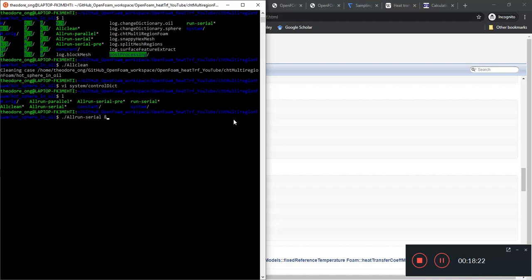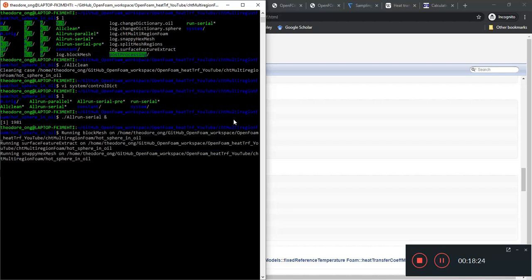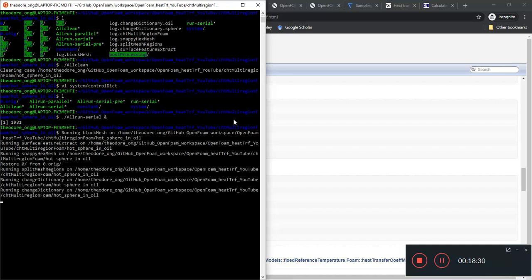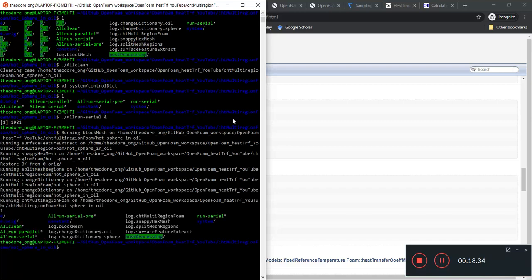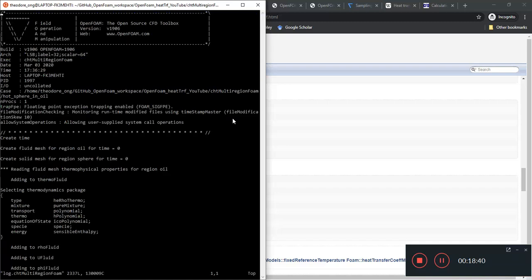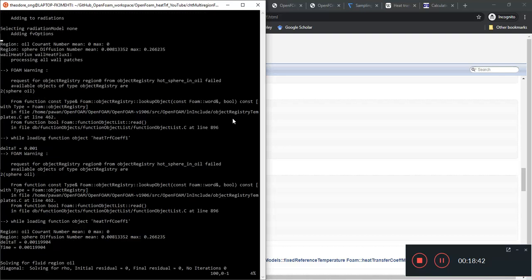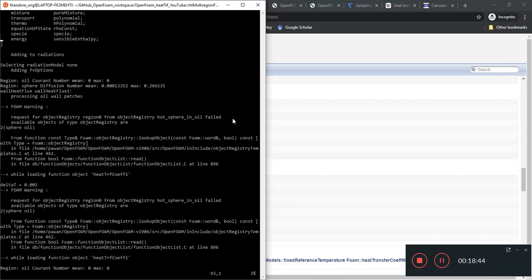We'll do an Allrun serial. So it's going to run our usual utilities, going to split the mesh regions. So it's going to run chtMultiRegionFoam. Now again, if you want to check whether this thing is working correctly, let's take a look at the log chtMultiRegionFoam. Okay, and alright, so normally we take a look here.